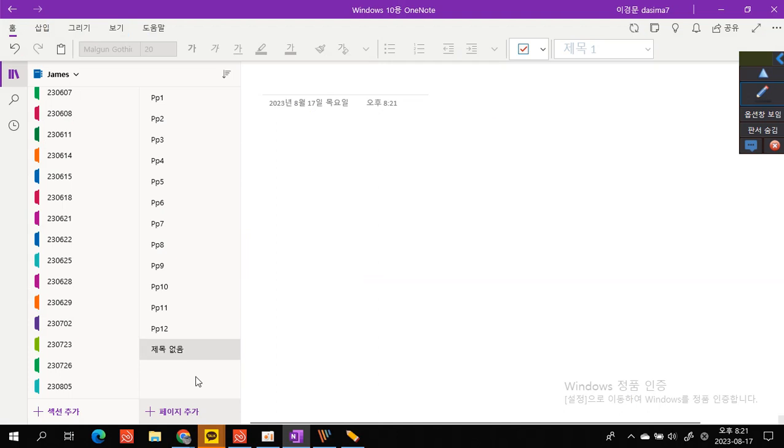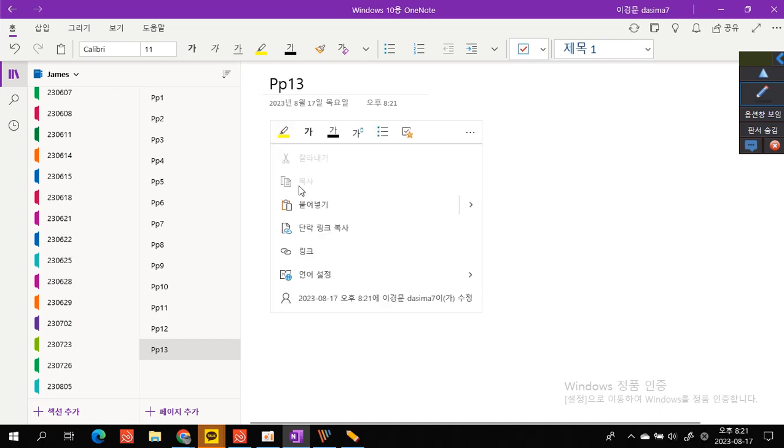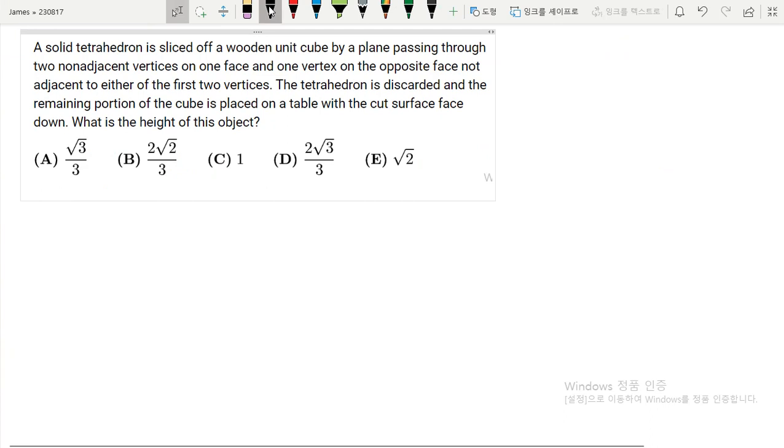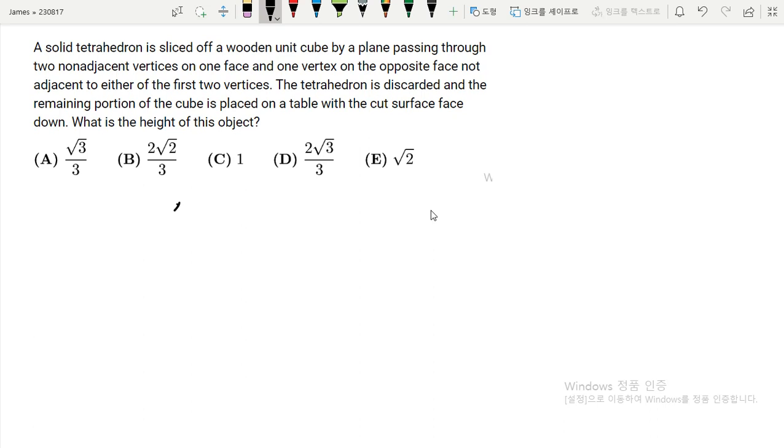For number 23, so let's make this cube on the coordinate plane. And this is a unit cube, so each side length is 1.